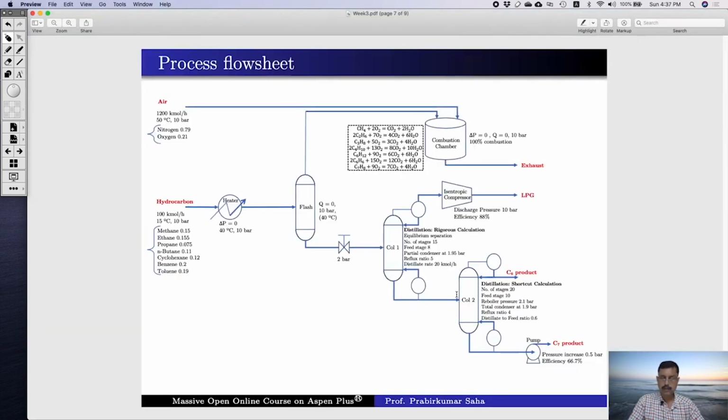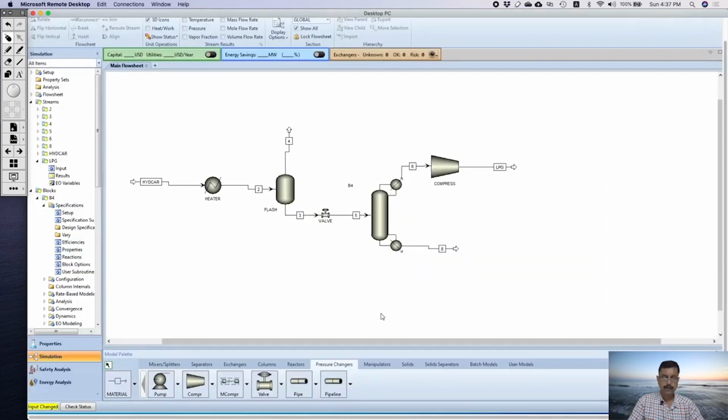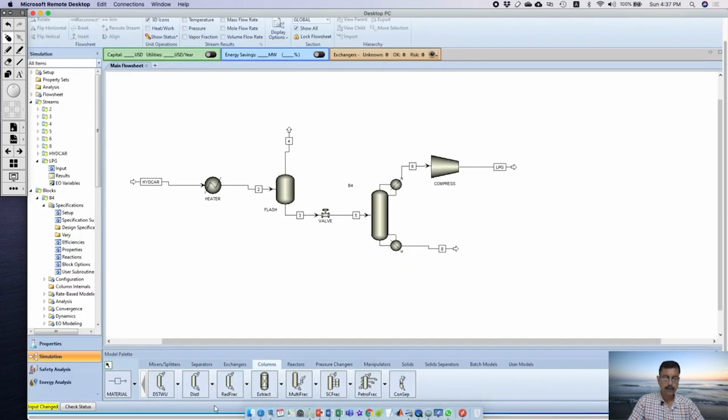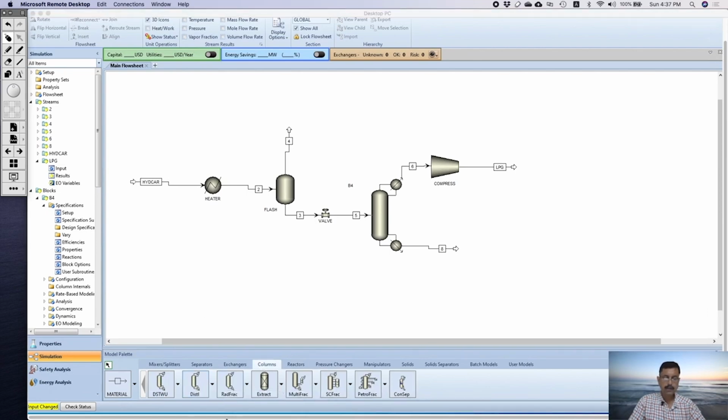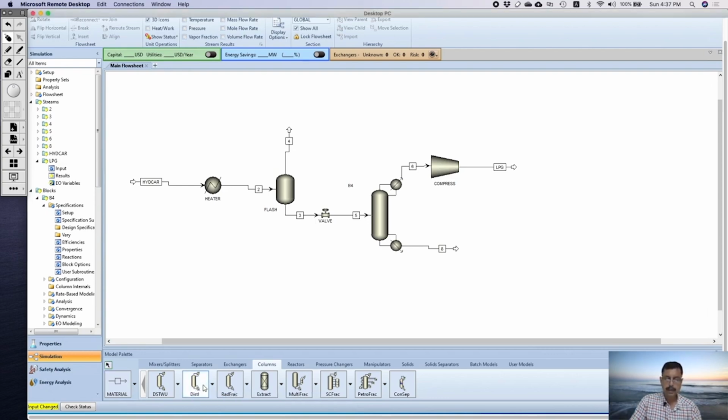Now we have to do something with this flow. It will go to column 2, and this column 2 is not rigorous calculation. We will do some shortcut calculation. So here, go back to the column. We won't use RadFrac, we will use Distl. So in this Distl, we will use shortcut distillation using the Edmister method. So we'll bring it in over here.